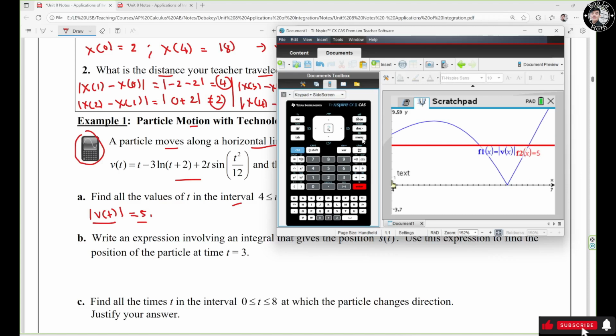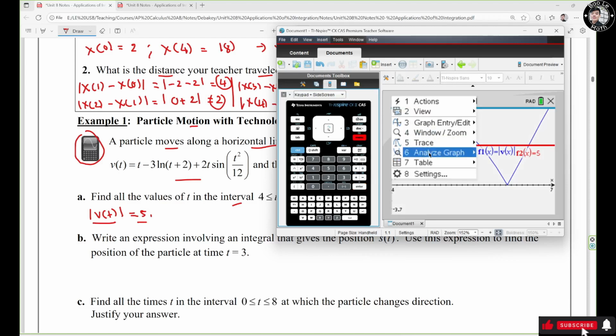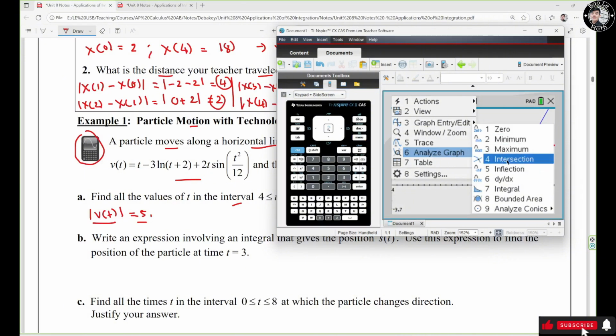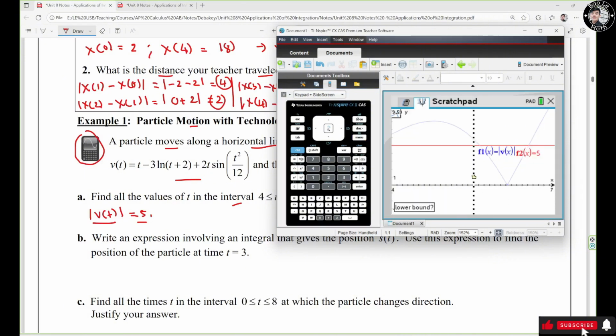So I need to hit menu, number, set intersection right here. Alright, move to the left of intersection, move to the right of intersection. It's gonna be right here. 5.62, right?